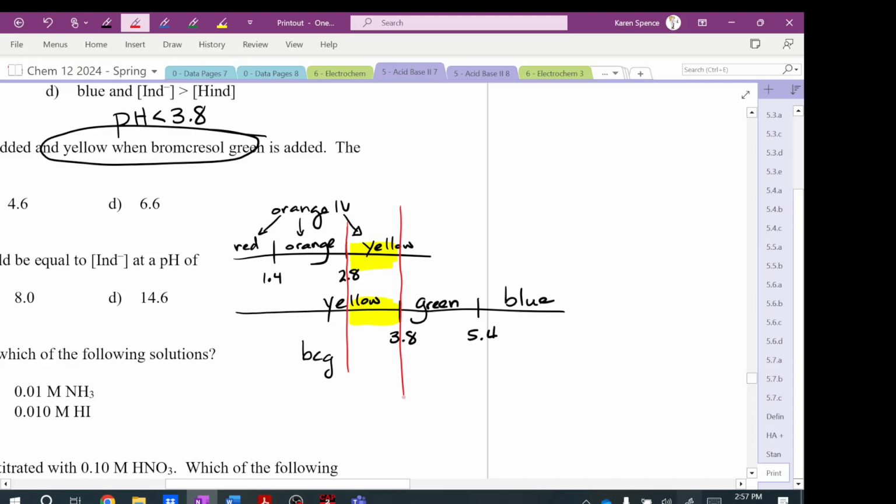The only place where they are both yellow is in between pH 2.8 and 3.8. So somewhere in there. It could be anything in there. It could be 2.9, it could be 3.4. Just whatever the question happens to give you.